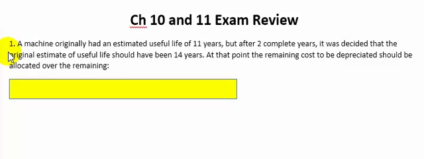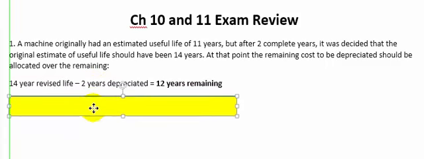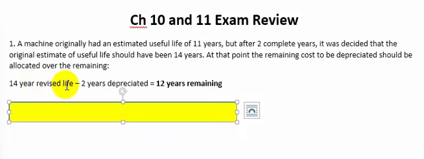Question number 1. A machine originally had an estimated useful life of 11 years, but after 2 complete years, it was decided that the original estimate of useful life should have been 14 years. At that point, the remaining cost to be depreciated should be allocated over the remaining how many years? And the answer is 14 years revised life minus 2 years depreciated, which means the remaining useful life should be 12 years.